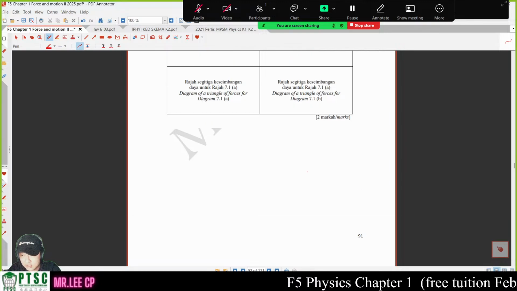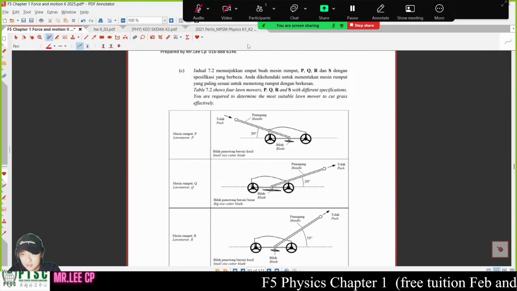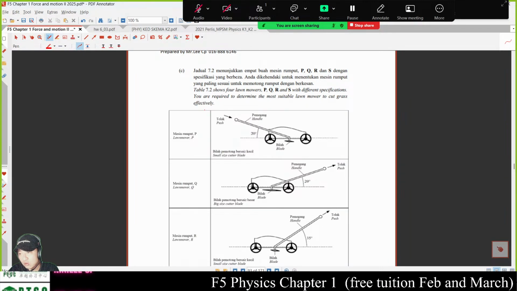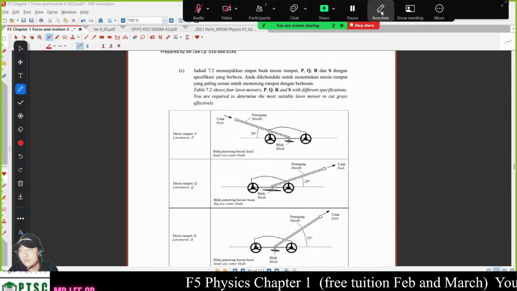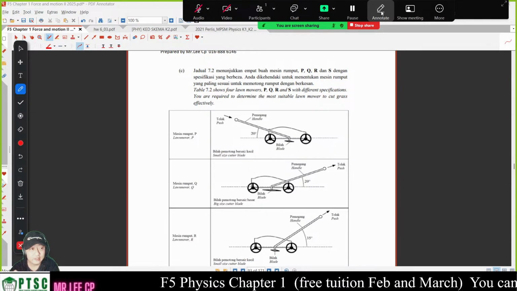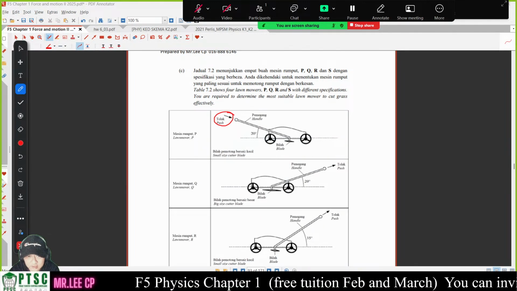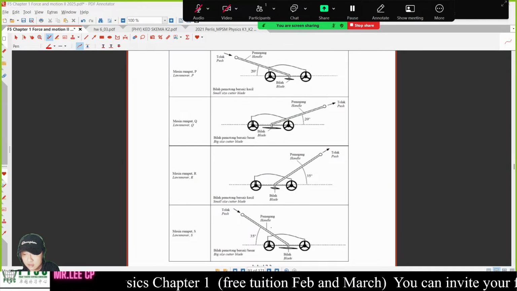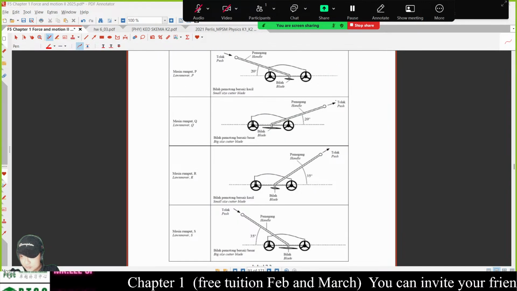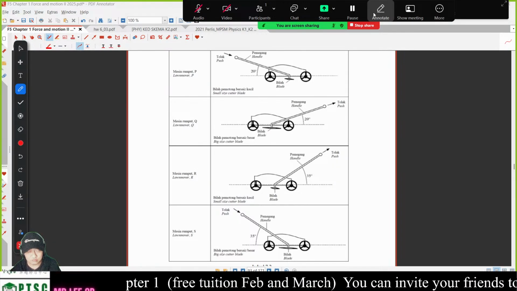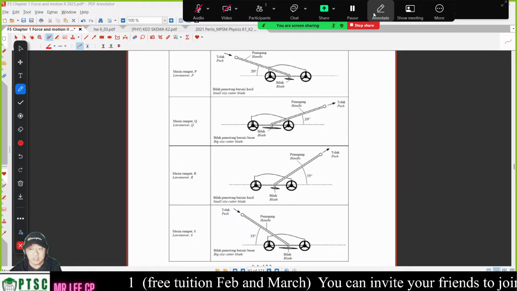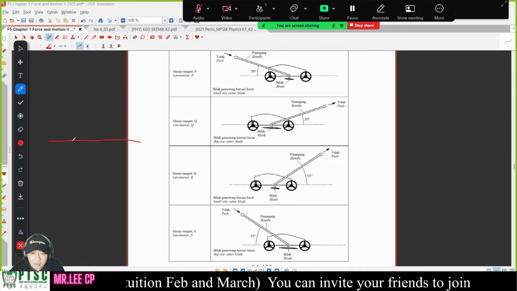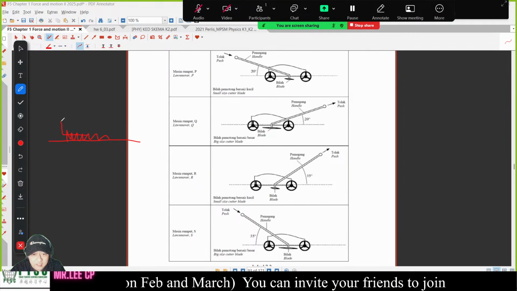Now next one. This question: you are required to determine the most suitable lawn mower to cut grass effectively. So now you have 2 ways to do it. One is pushing, one is pulling. This is pushing. This is pulling. Now, like mopping the floor, right? So this one is your lawnmower, the grass is here. Alright, your lawnmower is here.